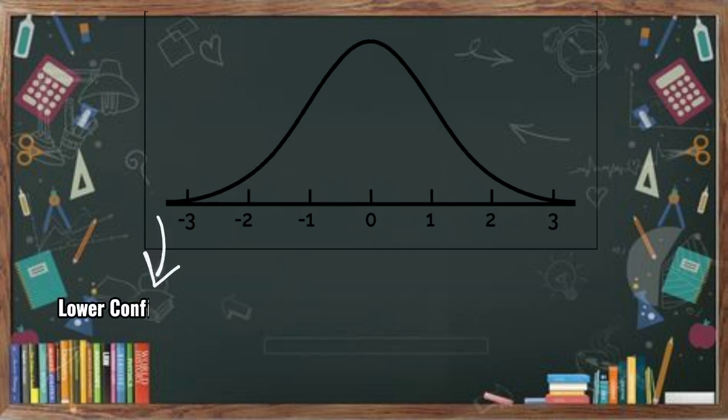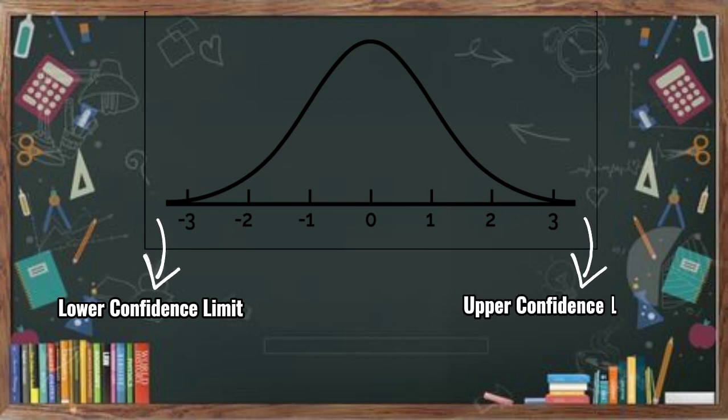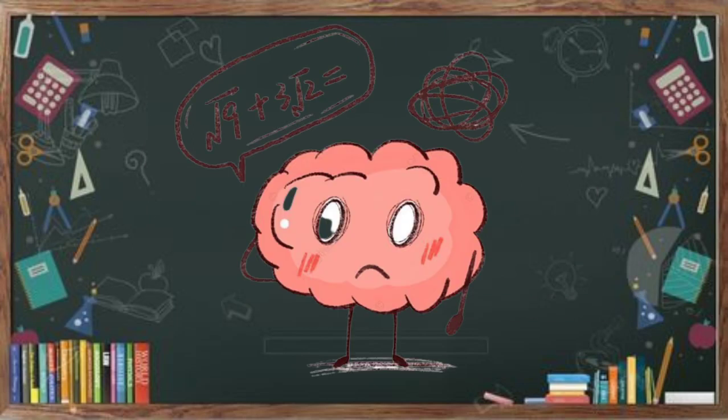On the left side, it's called the lower confidence limit, which is -1, -2, -3, and so on. While the right side is the upper confidence limit, which is +1, +2, +3, and so on. Before that, we should first know the formula of the confidence interval.